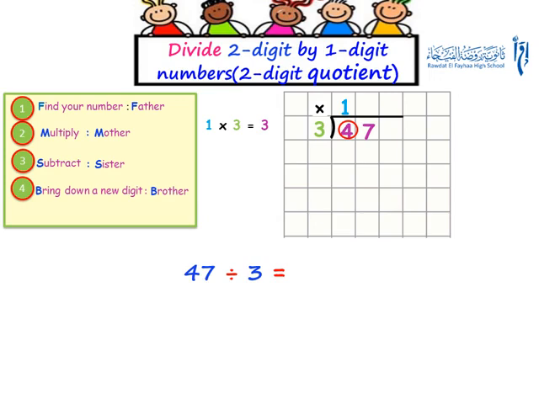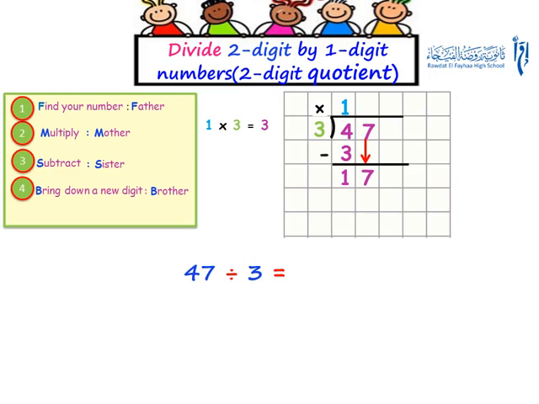We multiply, which is the second step. 1 times 3 is 3. We write it just below the 4. Then the third step is subtracting. 4 minus 3 is 1. Before moving to the fourth step, we have to check that 1 is less than 3. Yes, 1 is less than 3. Now we move to the fourth step, bring down a new digit. We will bring down the new digit, which is 7.